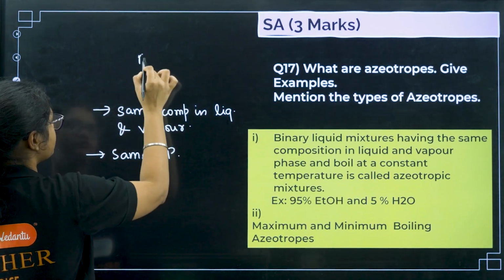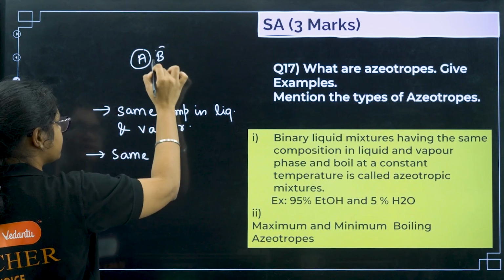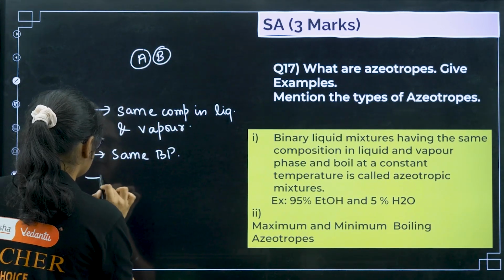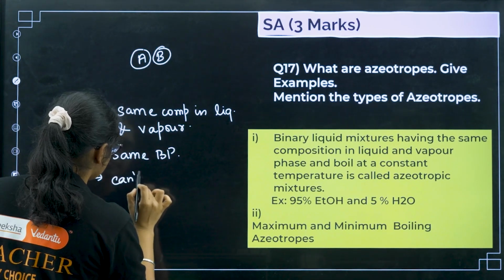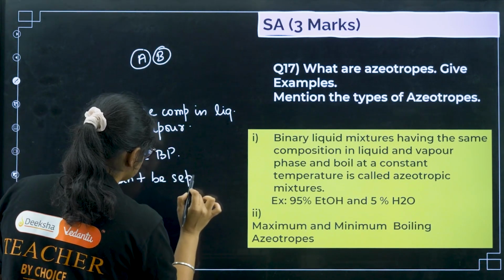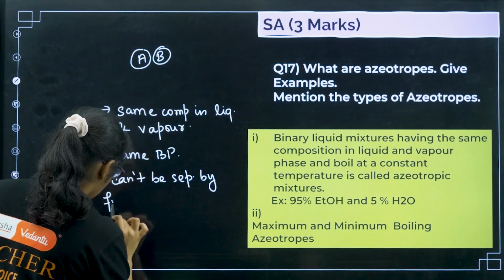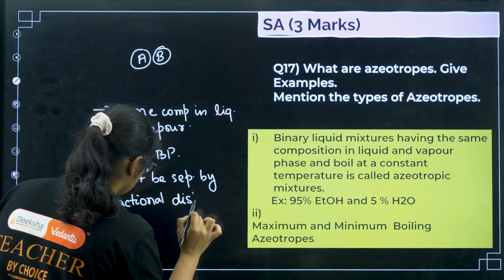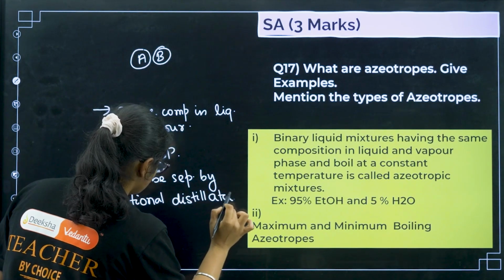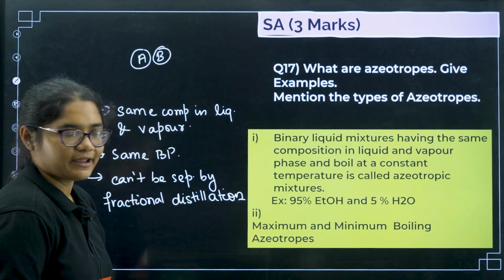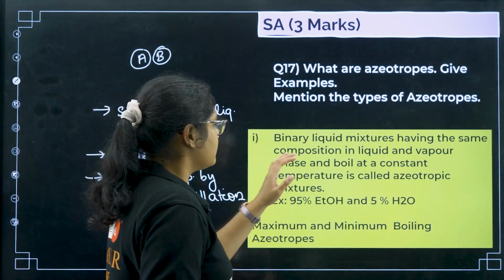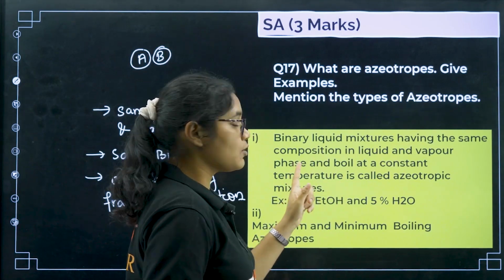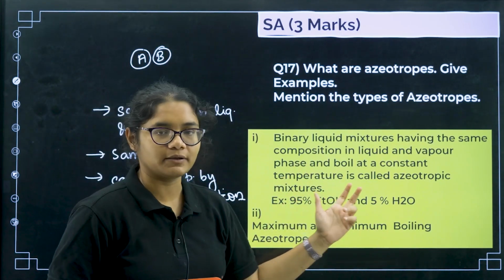Okay, means suppose you are mixing two liquids A and B. Okay, after mixing, A and B will boil at the same boiling temperature. Next one is they cannot be separated by fractional distillation. Clear? Fine. Now coming to example, binary liquid mixtures having the same composition in liquid and vapor phase and boil at a constant temperature is called as azeotropic mixture.